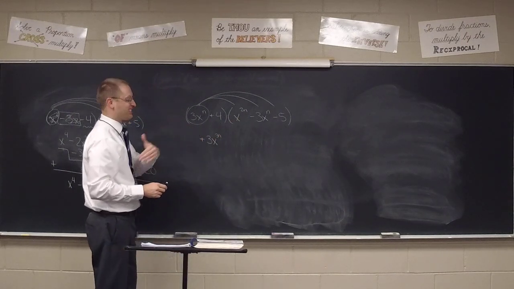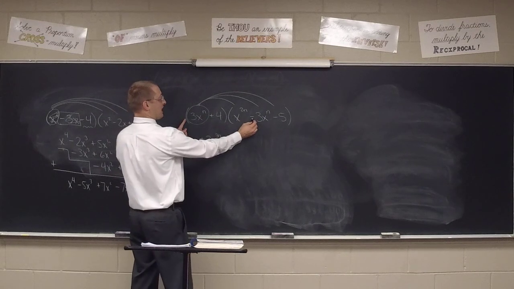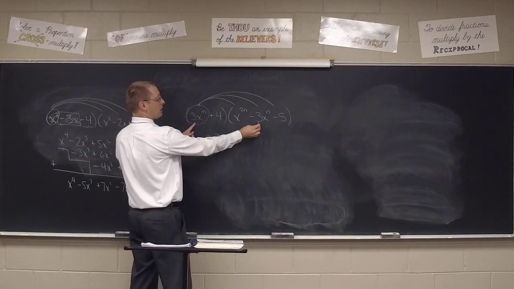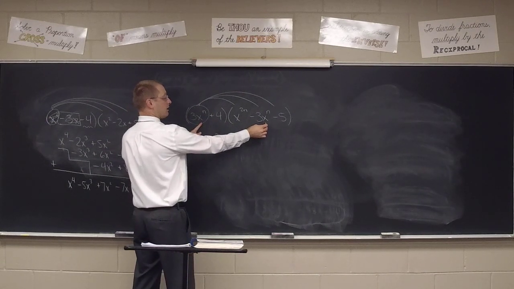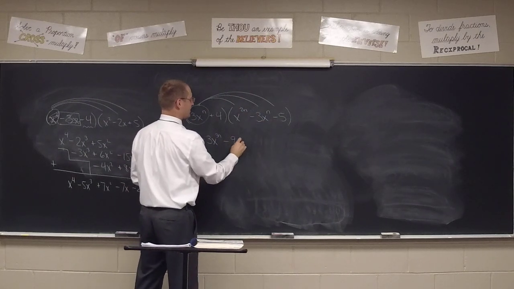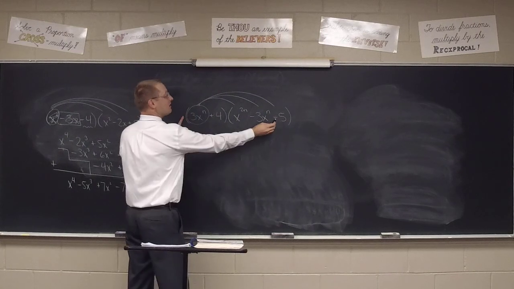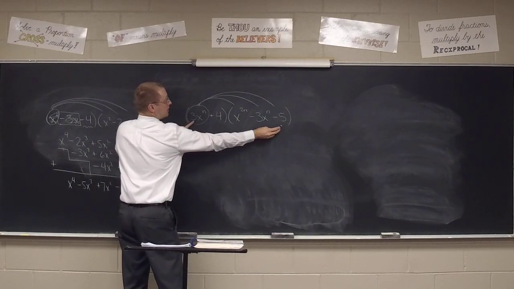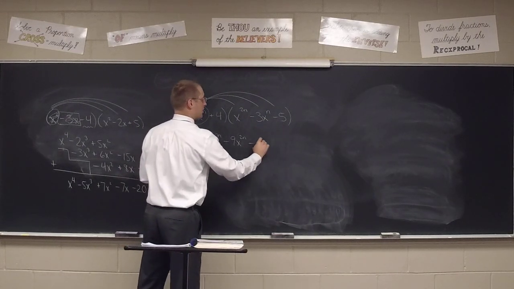n plus 2n is 3n. And then we're going to multiply. Sign, negative; number, 9; letter, n squared. No, 2n. n plus n is 2n. So a negative 9x to the 2n. And then sign, negative; number, 15; letter, x to the n.